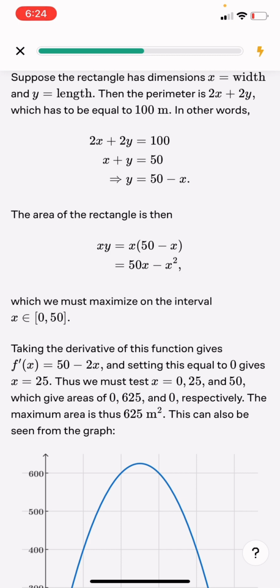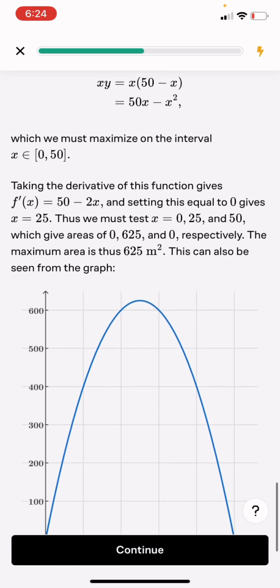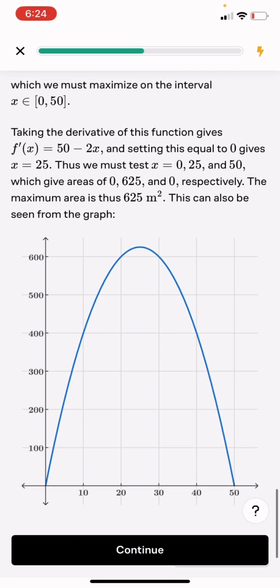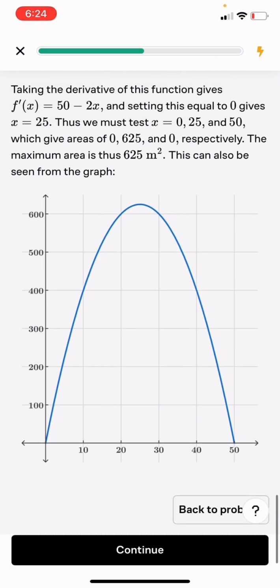Taking the derivative of the function gives f prime of x equals 50 minus 2x. Setting this to 0 gives x equals 25. Thus we must test x equals 0, 25, and 50, which gives areas of 0, 625, and 0, respectively. The maximum area is thus 625 square meters. This can also be seen from the graph.